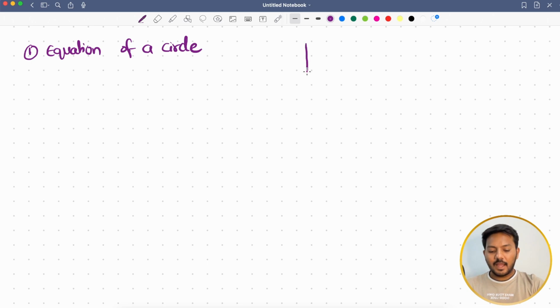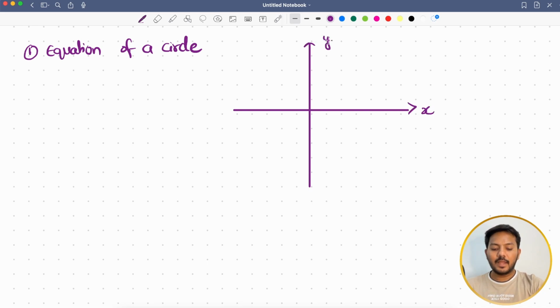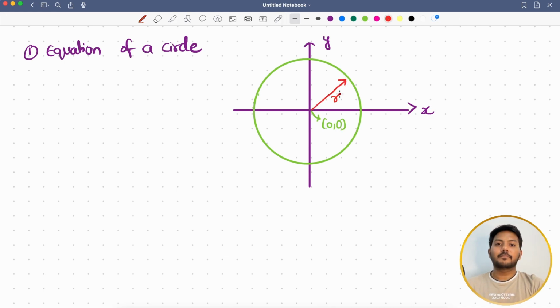Let's say I have axes like this. I have x and I have y, and I have a circle like this. This is my circle, and this is my origin 0 comma 0, and the radius of this circle is called r. The radius is the same at every point on the given circle. Is that clear? This is how you define a circle in a 2D plane.